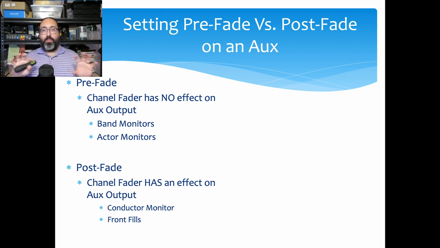Without both of them, if you just say channel fader has no effect, well, the channel fader does still have an effect. It just has an effect on the main left and right output. The aux has no output? Well, that's not true. The aux can still have an output depending on how you have the settings. The pre-fade is: channel fader has no effect on the aux output. Now, if you write that down, then you'll get the answer correct. That whole little statement. So maybe you should write this down because you get open notes on the test.